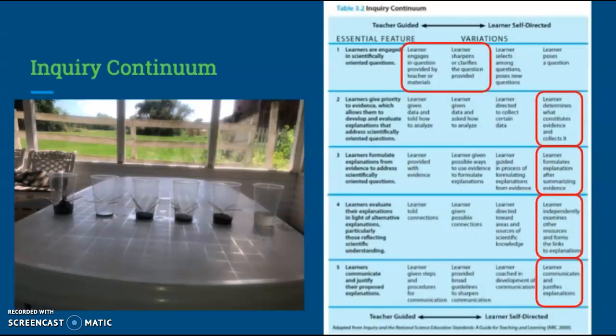And last thing is the inquiry continuum. If you just want to pause the video for a minute and look over the ones that I've selected for each of the levels of the continuum.